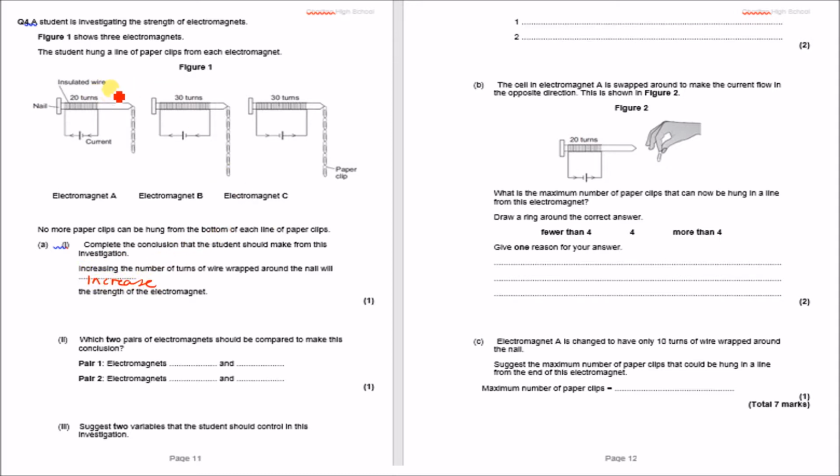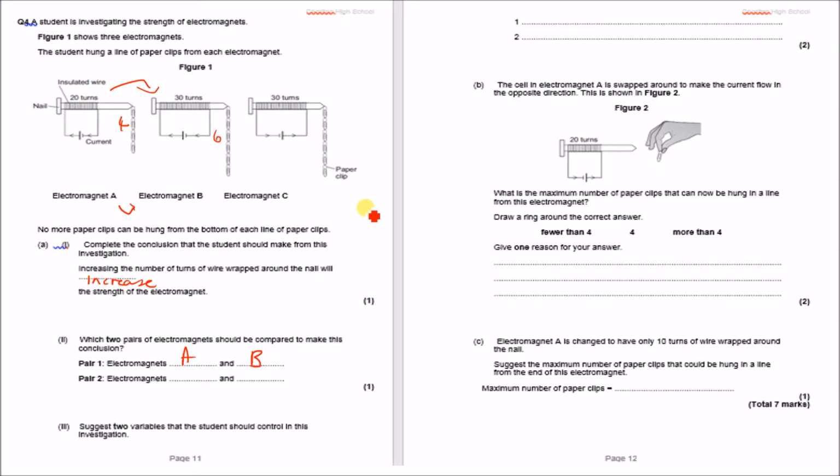You can see going from 20 to 30 has increased the number of paper clips. We've gone from 4 to 6 paper clips there. Right, which two pairs of electromagnets should be compared to make this conclusion? Well, we should be using A and B, because we're comparing a different number of turns.